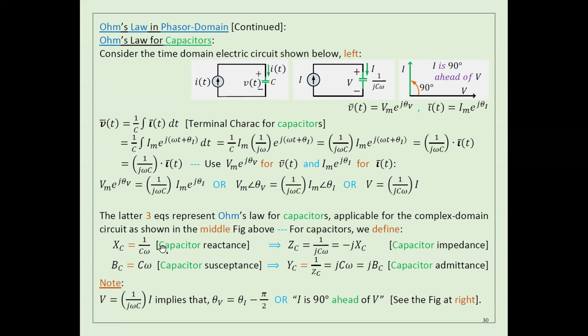Okay? Same thing here, we can define something we call the capacitor reactance, which is 1 over omega C. We call it XC. So here, the impedance is actually minus jXC. In this case, if you see the angle difference between the current and the voltage, you will find that I is 90 ahead of V, because here we integrate. So if you see the angle, you will find theta V equals theta I minus 90, not plus 90, okay?